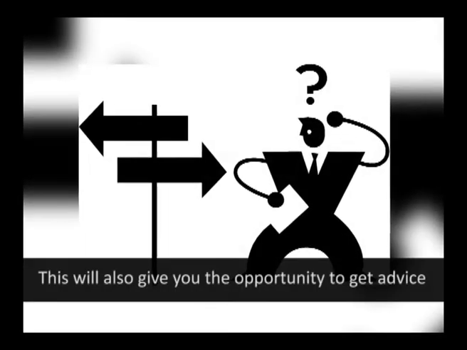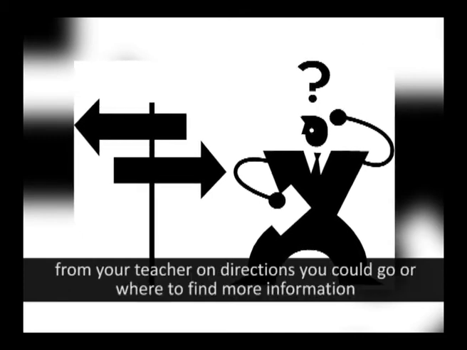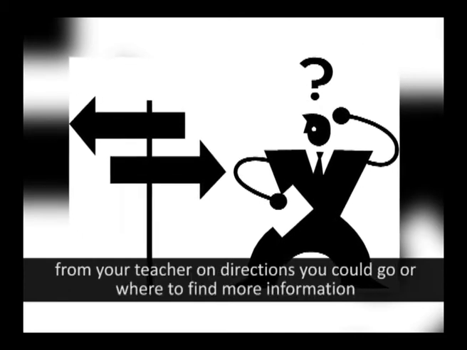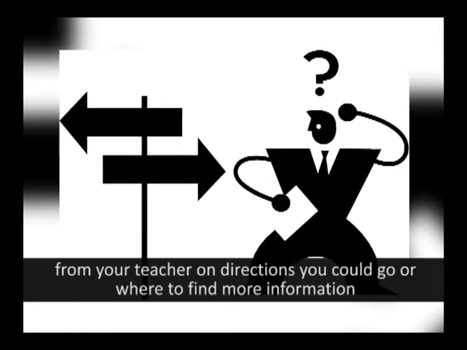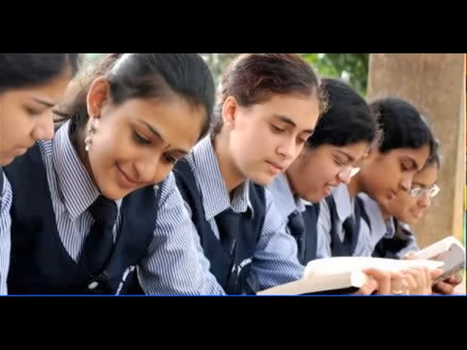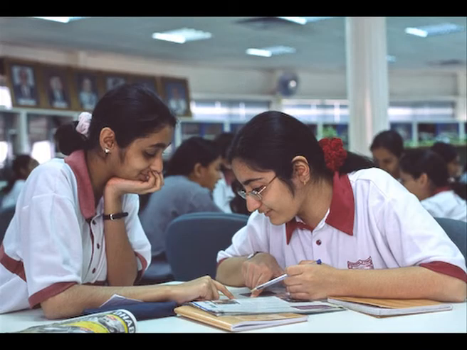This will also give you the opportunity to get advice from your teacher on directions you could go on or where you can find more information. Research your topic. Decide a topic based on the limits of your assignment and then begin research. Read about the subject broadly or read up any material that was specifically assigned or required by the assignment. This will give you ideas for your hypothesis.